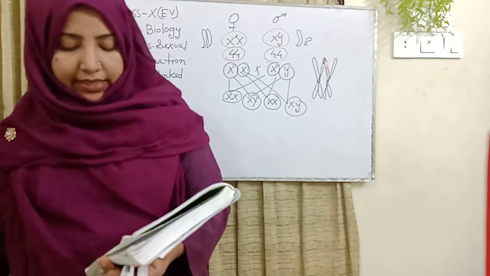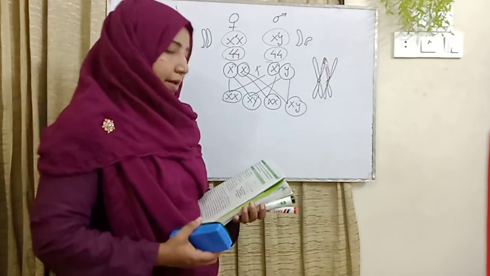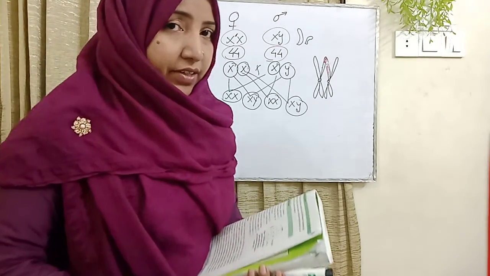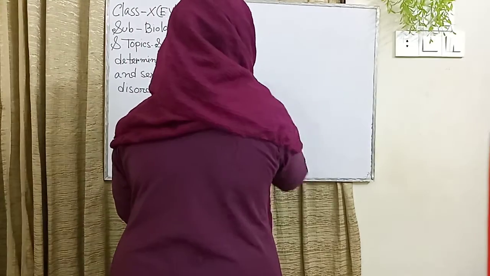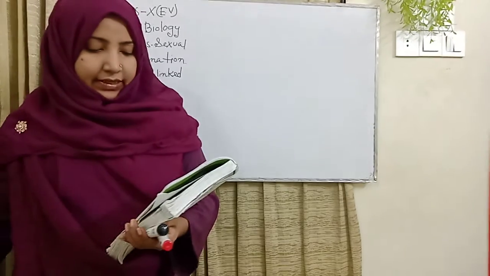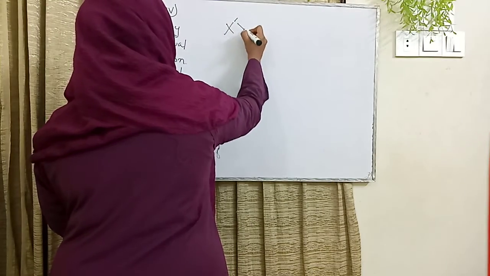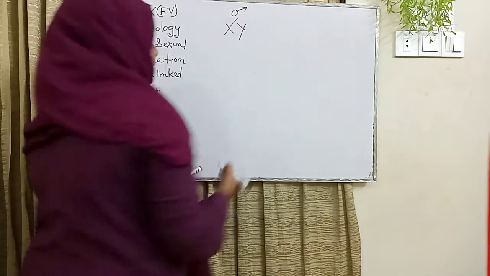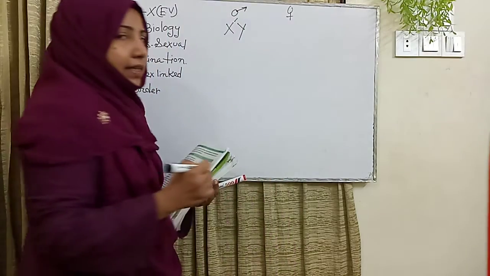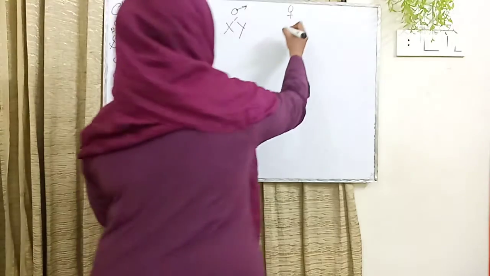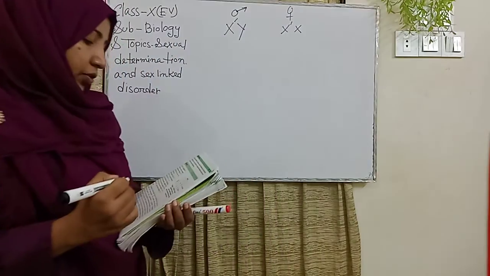Here, my dear students, I just draw the Punnett square. What is the meaning of the Punnett square? I will explain the affected and the carrier. Please, everyone take out your copy books, and I will explain this structure. Here is the father. The father is affected, X prime and Y. And the other structure is the mother, or the female. She is X prime and X. She is a carrier.